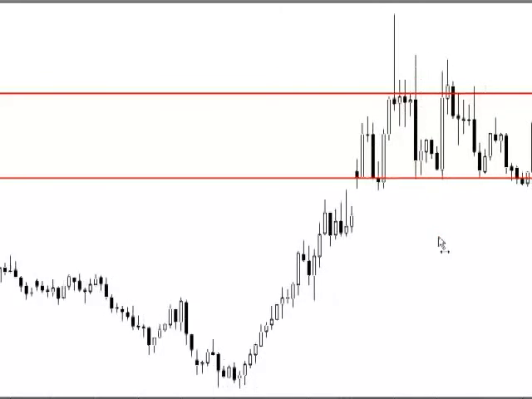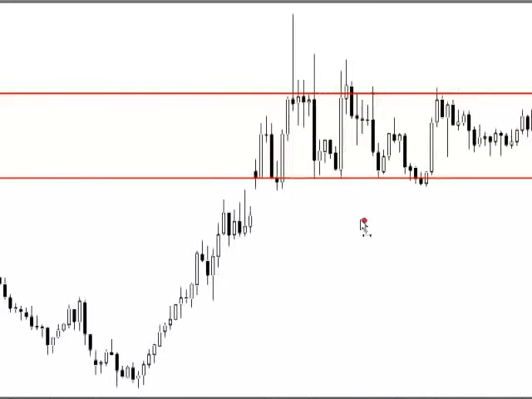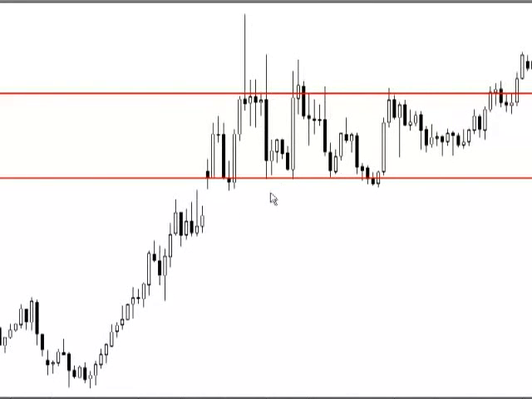Now, if we just have a look at this level, it turns out that it was pretty important. It acted as support, and we did bounce up, and my entry was here, and I did get taken out at break even. And who knows what might happen from now?